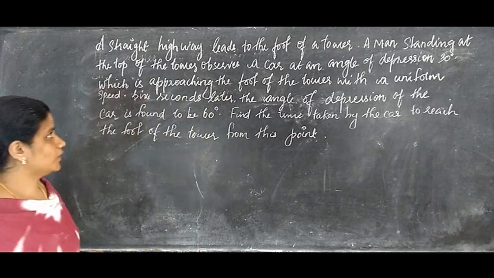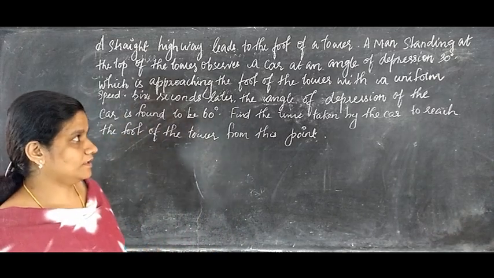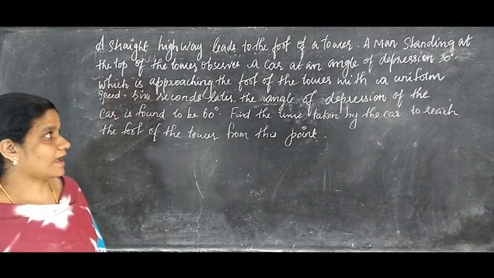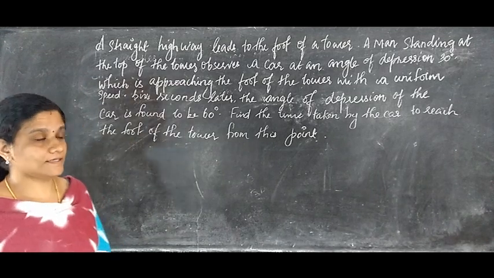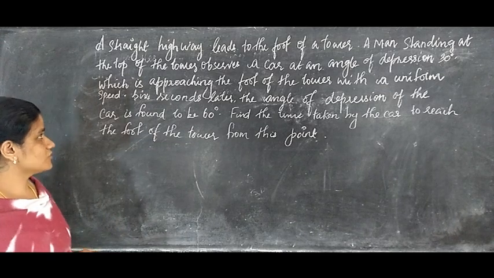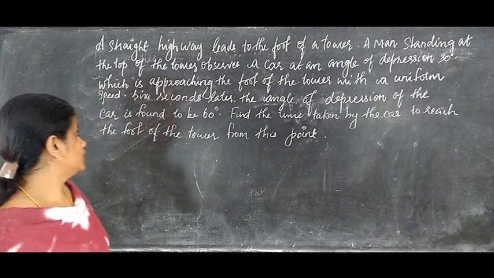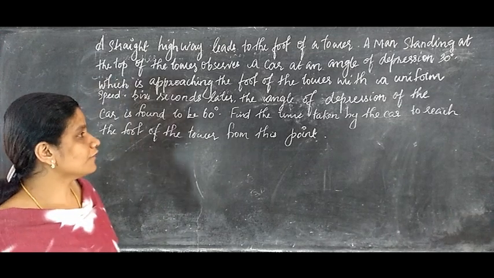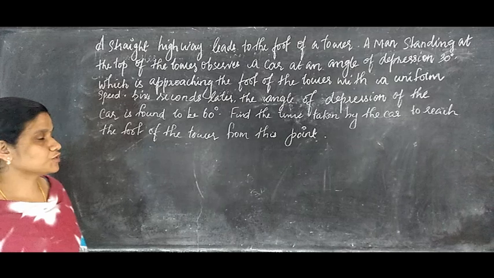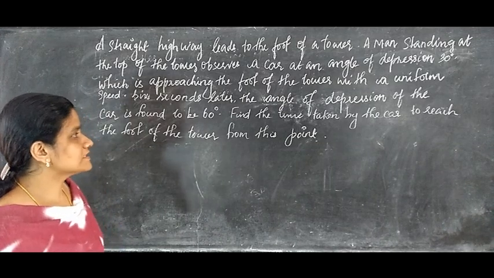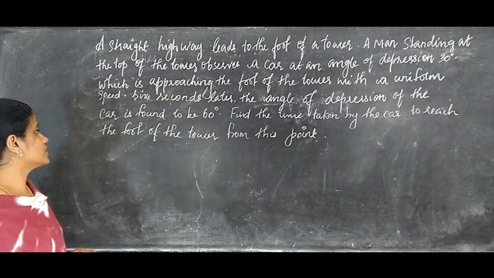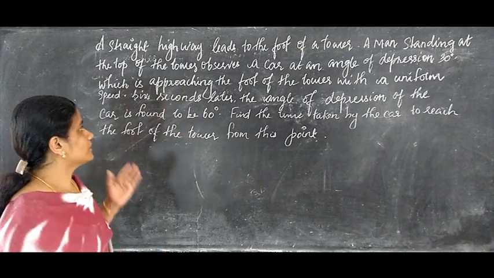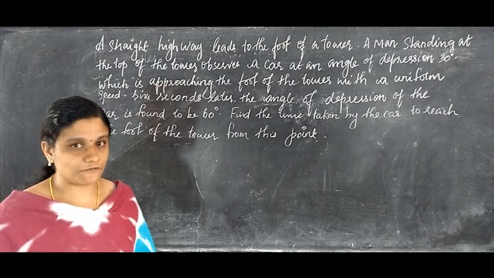A straight highway leads to the foot of a tower. A man standing at the top of the tower observes a car at an angle of depression 30 degrees, which is approaching the foot of the tower with a uniform speed. 6 seconds later, the angle of depression of the car is found to be 60 degrees. Find the time taken by the car to reach the foot of the tower from this point. So from this question you have to get a figure.